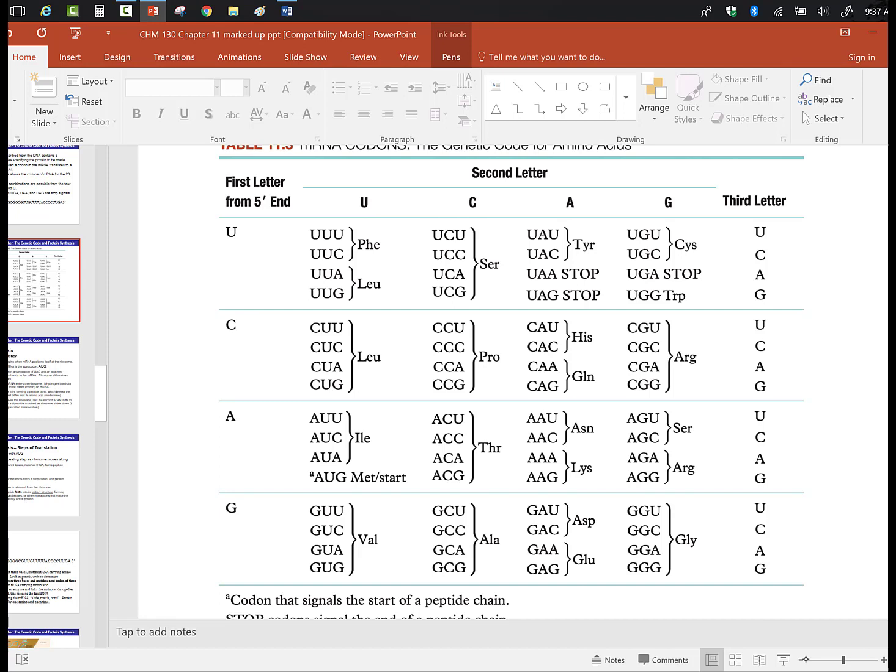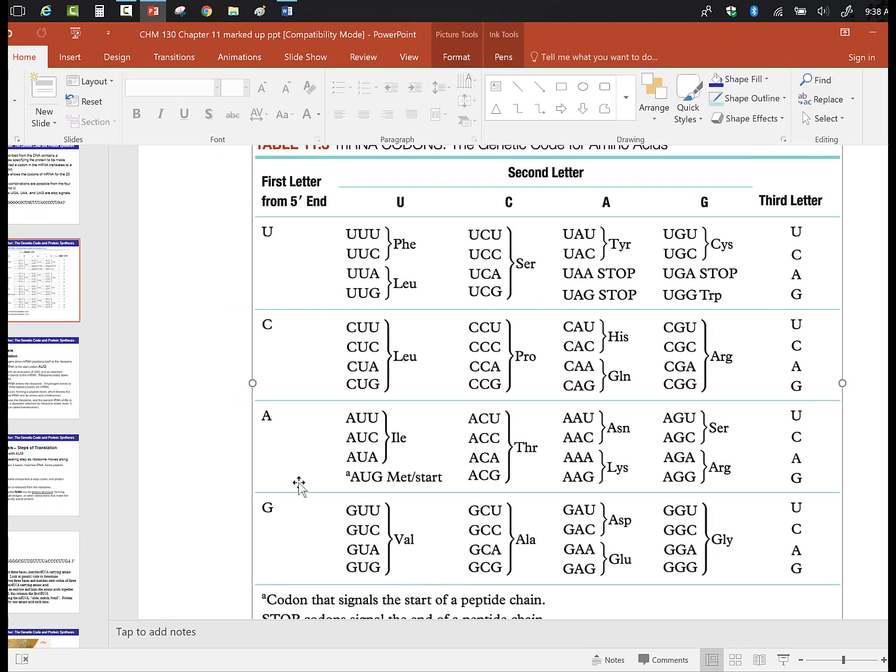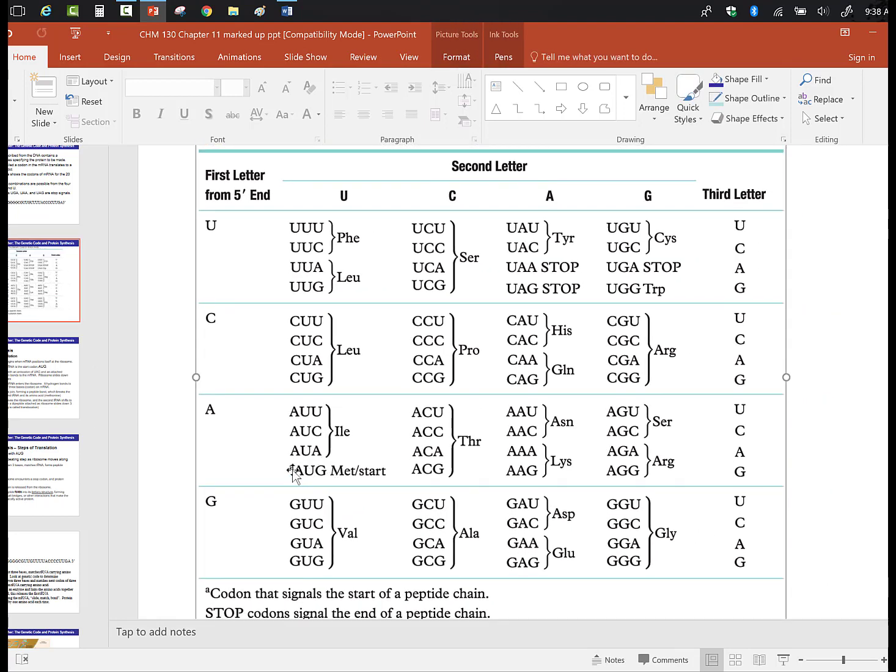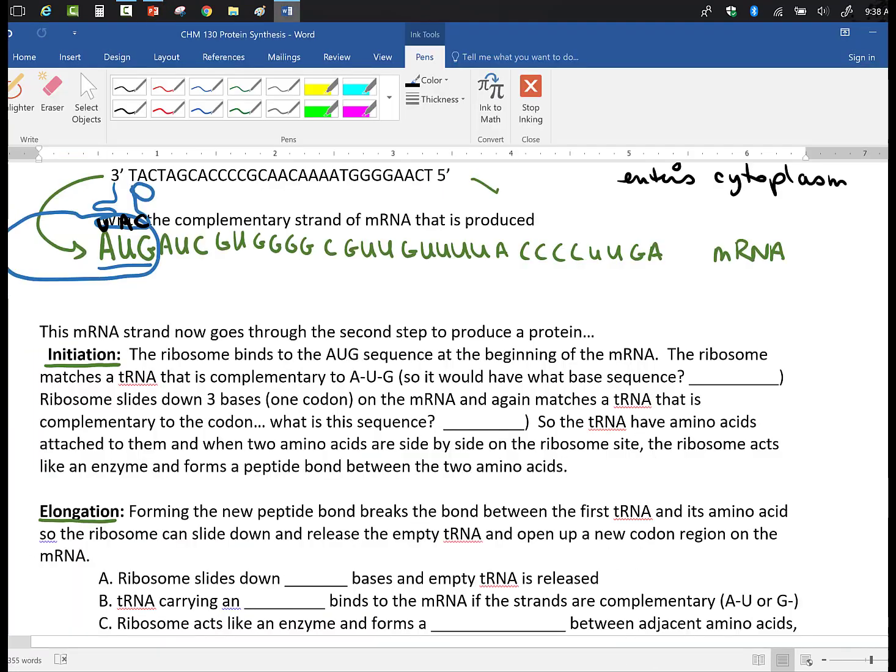But if you find AUG, what do you see that it says? See the AUG? AUG is like the start sequence. AUG is going to have a tRNA that's carrying an amino acid that has the abbreviation MET. That stands for methionine. Methionine is one of the sulfur-containing amino acids. So this is going to be MET. It's always the first amino acid because it always matches that AUG.